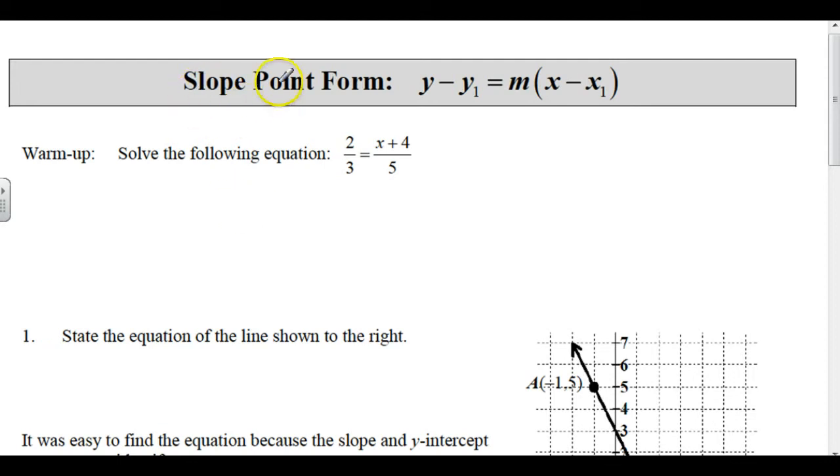Slope point form. Slope and point. Solve the following equation. So we have this little warm up here, right?